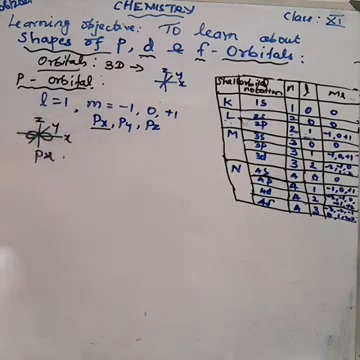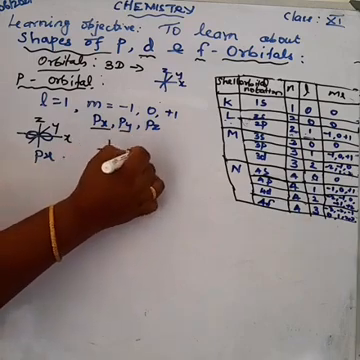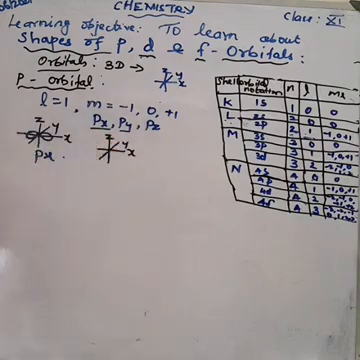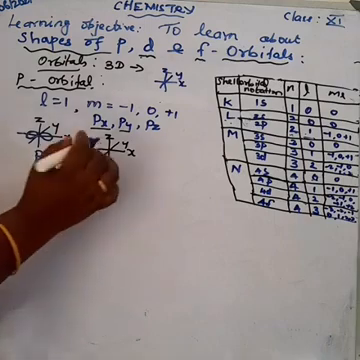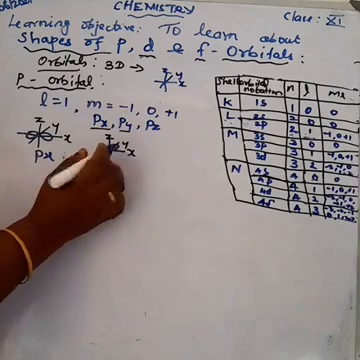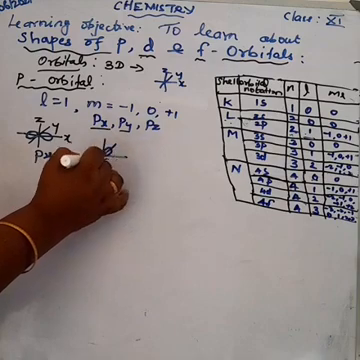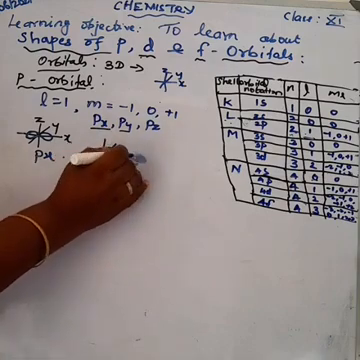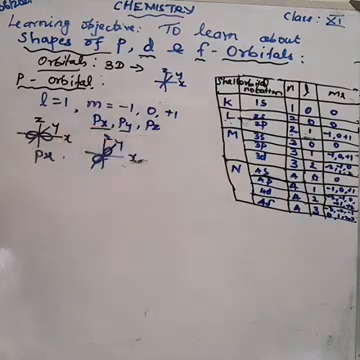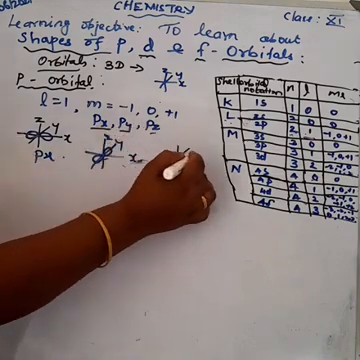Then the Py orbital, with x-axis, y-axis, z-axis. How is the Py orbital oriented? The Py orbital is oriented along the y-axis. Then the Pz orbital. Px, Py and Pz. This Pz orbital lies along the z-axis. These are about the p orbital.